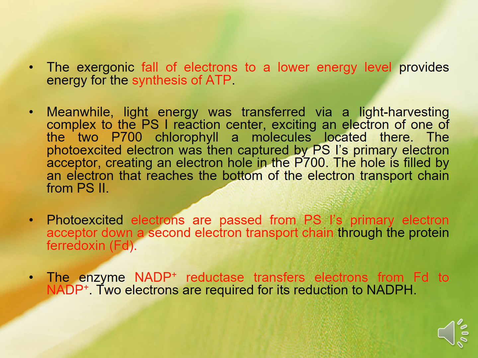Okay, and the photo-excited electron passes from the PS1 primary electron acceptor. So it goes down a second electron transport chain, through the protein that we call FD, which is ferredoxin. And the NADP plus reductase, which is the enzyme, will transfer the electron from the FD to NADP plus, and NADP plus will be reduced to NADPH. So in the overall process of the non-cyclic flow, it produces ATP and NADPH.